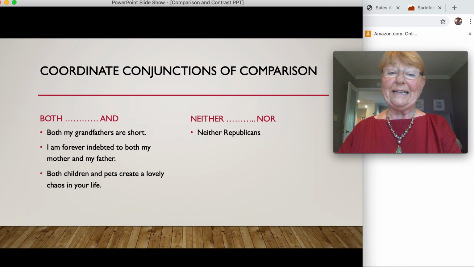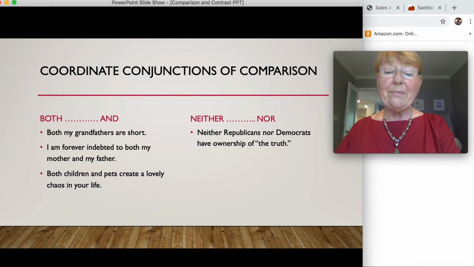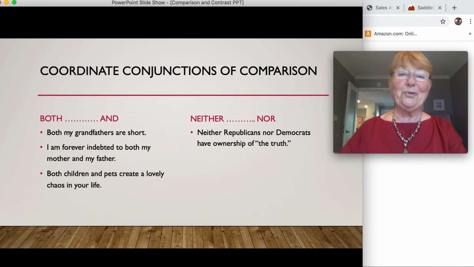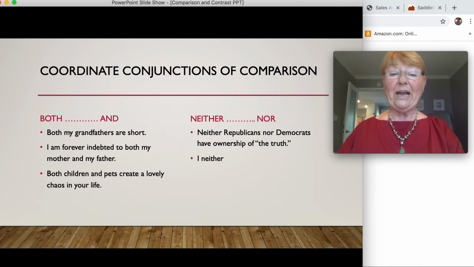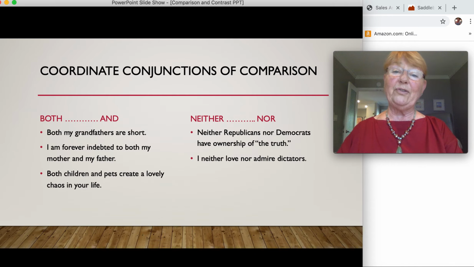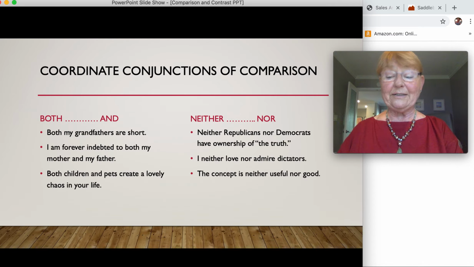Then you have neither... nor. How about neither Republicans nor Democrats have ownership of the truth? Of course, I think a lot about politics at the moment. Neither Republicans nor Democrats have, because it says Democrats. All right. How about I neither love nor admire dictators? Neither love nor admire. Here you have two verbs that you're using, neither nor. Or the concept is neither useful nor good. Here you have two adjectives.